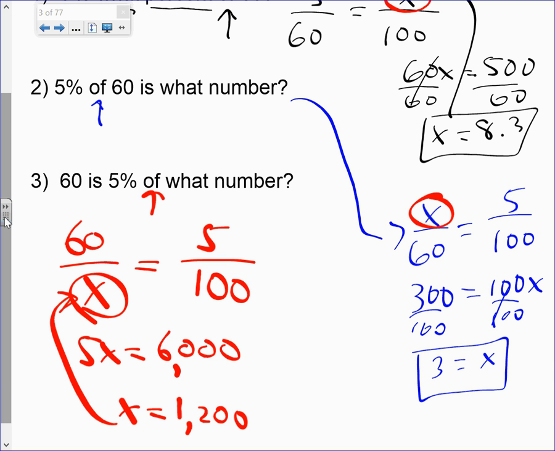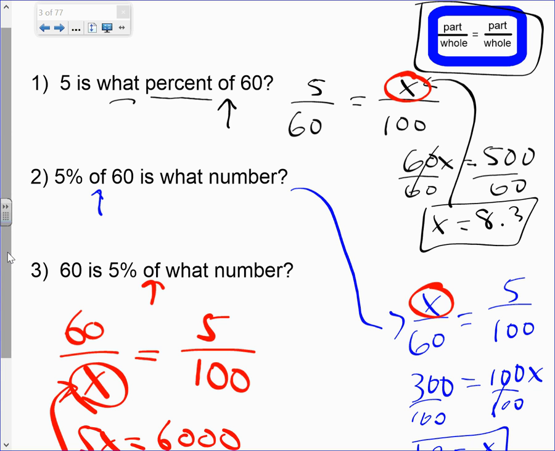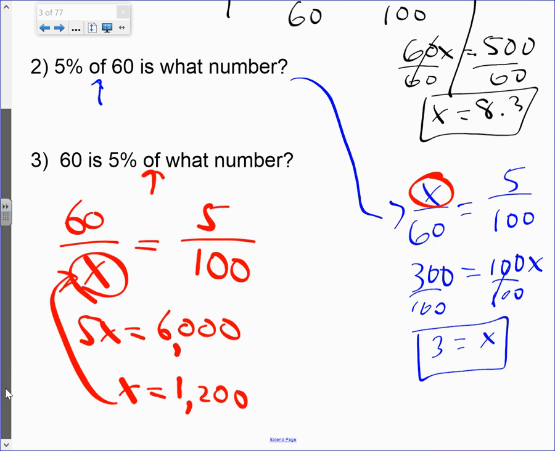It'll only be those three situations, because 100's always going to stay put. Because you're dealing with percent. Percent literally means out of 100, so 100 will always stay there. So you only have three options. Every time you deal with a percent situation, it's here, here, or here that is the unknown. Very simple. Part, actually percent, the part, or the whole. Which one's the unknown in the situation? All right, that's it for our notes.